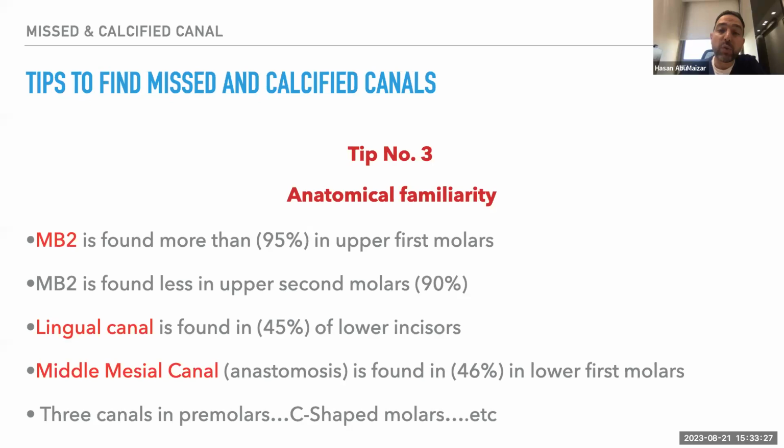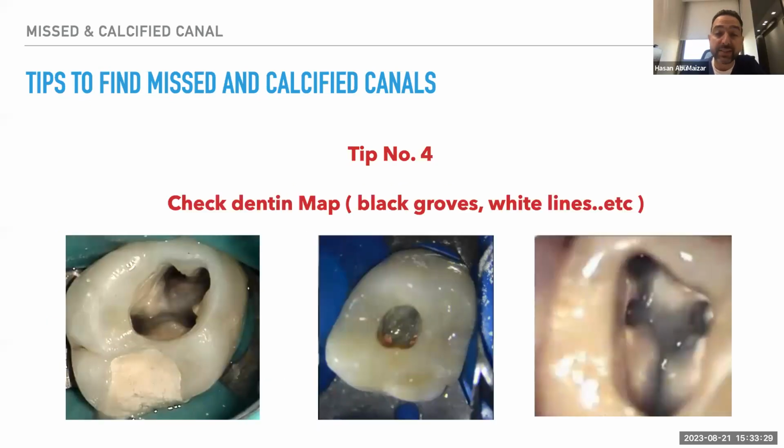The dentine map will sometimes show us a bit of information about the canals. So we always advise not to ruin the floor of the pulp chamber with the burs. Always after you get access to the pulp chamber, try to use the Endo-Z burs or the safe-end burs for completing the unroofing of the pulp chamber.